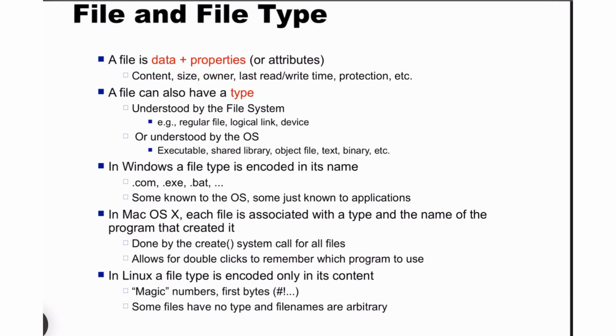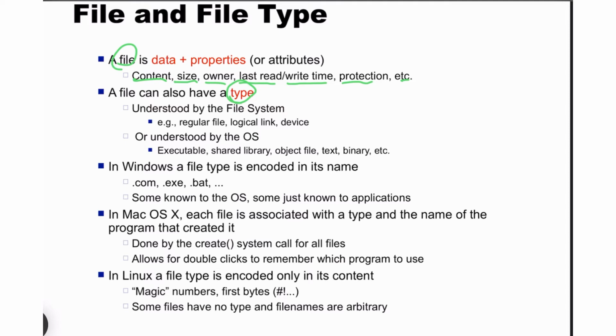So a file is data plus properties or attributes. So pag sinabi nating file, anong file yan? What is that file? Is it a music? Is it a doc file? An Excel file? So a file has its properties and attributes. It has the content, the size, the owner, the last read and write time, the protection, etc. So a file can also have a type.